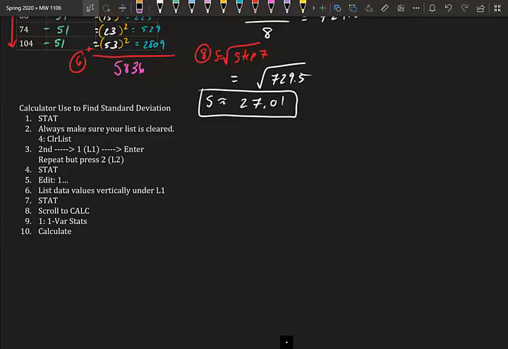And the first thing you're going to do is hit your stat button. Always make sure your lists are cleared, and I'll teach you how to clear your lists and then actually plug all of this in, okay?